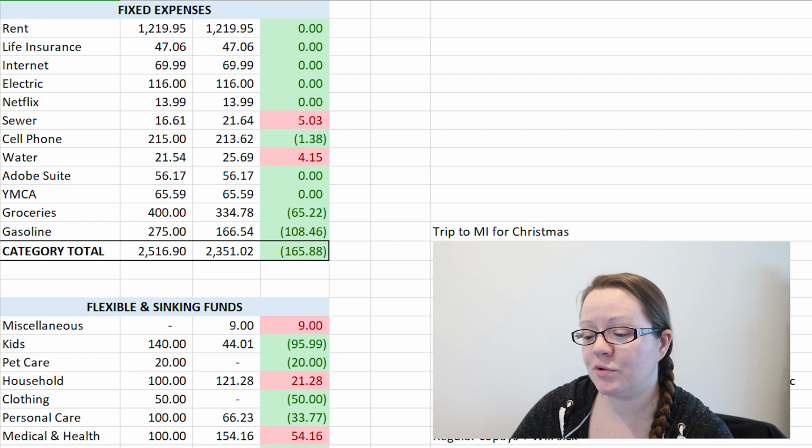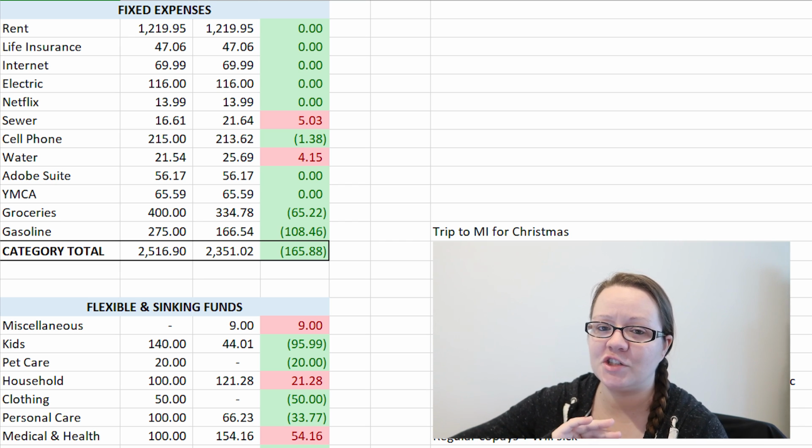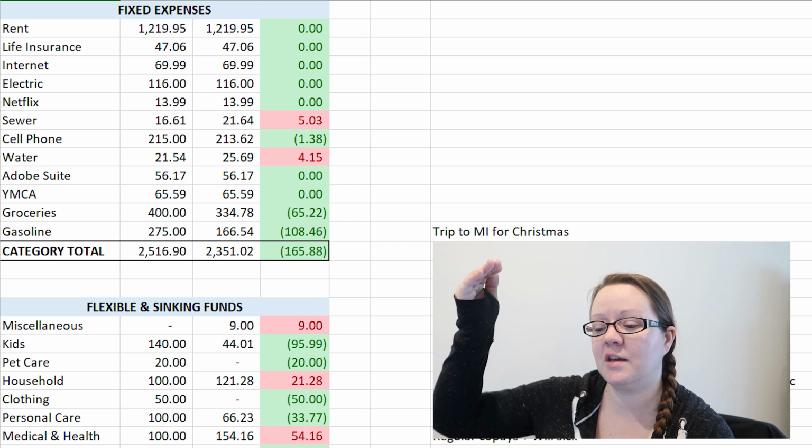Cell phone was $213.62, so it was just slightly under due to taxes and stuff. That includes both my husband's and mine, and then my sister's cell phone is on there as well, but she pays us for her portion, and that's just included in the income portion of the budget.